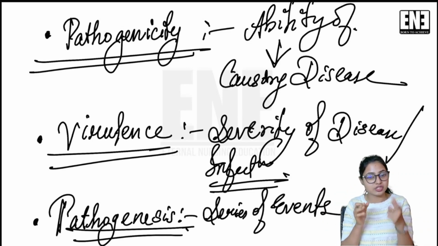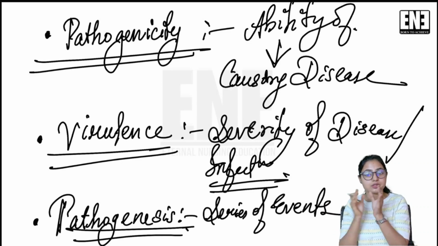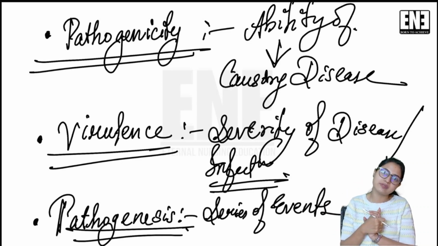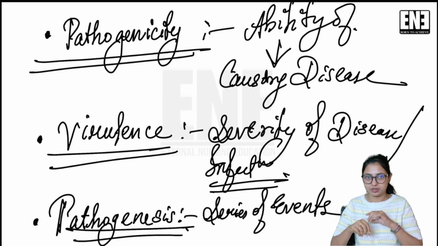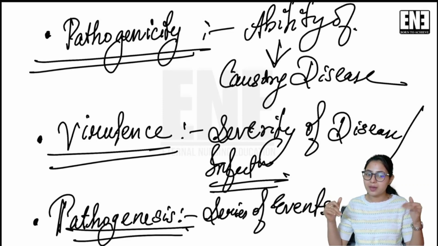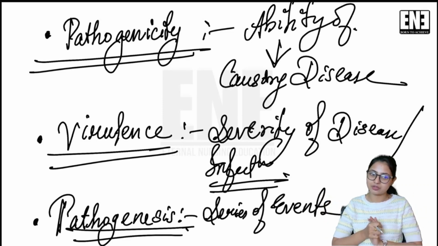Patho means infection, genesis means development. So how it goes, it undergoes few steps, कुछ steps होते हैं till which it can lead to infection. ओके, am I clear till this? ओके, सो ये जो है आपकी तीन चीजें हैं, ठीक है, पैथोजेनिसिटी, विरुलेंस एंड पैथोजेनेसिस.